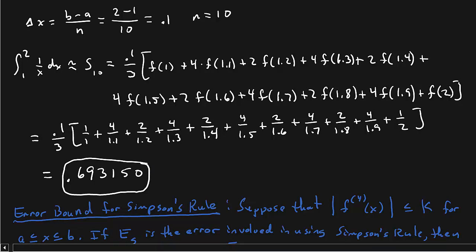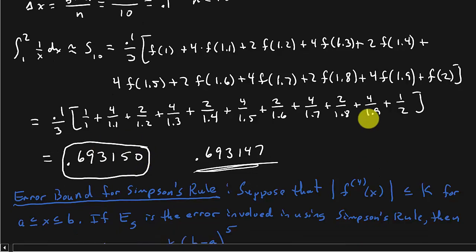One thing you can notice in this one, remember the actual answer is 0.693147. The trapezoidal rule actually gives us a better approximation than the midpoint rule. I don't know, did I say trapezoidal rule? If I did, I meant Simpson's rule gives us a better approximation than the midpoint rule and the trapezoidal rule, because this is your actual answer, and this is what we approximated with Simpson's rule.